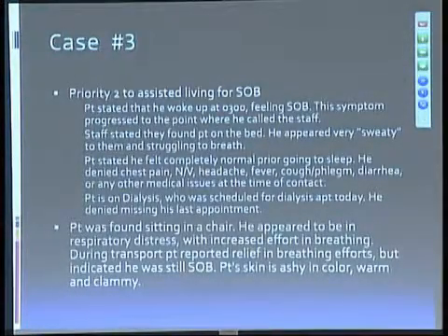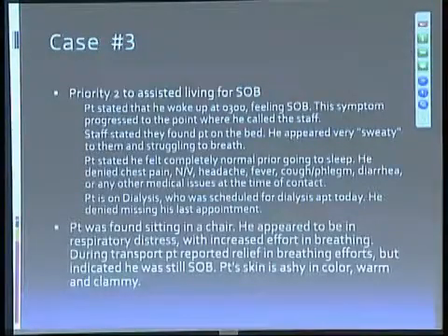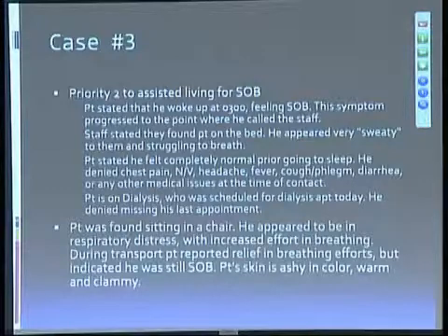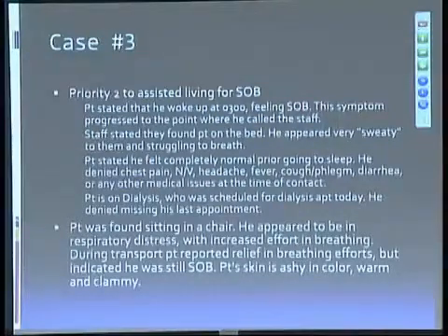Okay, case 3. Patient woke up at 3 o'clock in the morning feeling short of breath. Symptoms progressed to the point where he called the staff. Staff found the patient on the bed, appearing very sweaty, struggling to breathe, said he felt completely normal prior to going to sleep, no chest pain, nausea, vomiting, fever, cough, diarrhea, or any other medical issue. He's on dialysis. He was scheduled for dialysis later in the day.